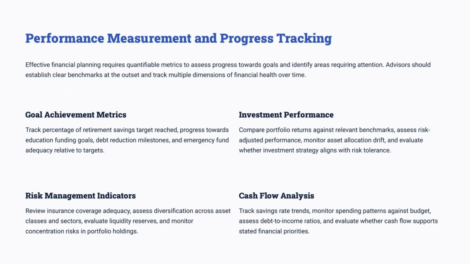Effective financial planning hinges on quantifiable metrics. Establish clear benchmarks to track retirement savings, education funding, debt reduction, and emergency fund adequacy. Compare portfolio returns to benchmarks, assess risk-adjusted performance, and monitor asset allocation. Evaluate insurance coverage, diversification, and liquidity reserves. Analyze cash flow trends, spending patterns, and debt-to-income ratios to ensure alignment with financial priorities.